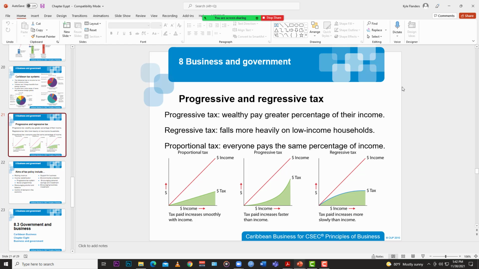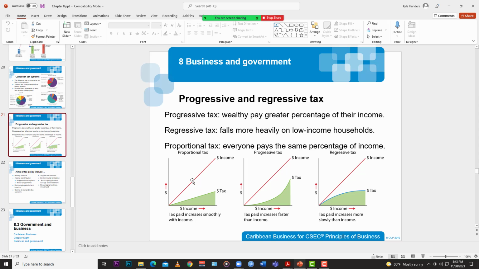You have the progressive tax system, the regressive tax system, and the proportional tax system. So the progressive, regressive, and proportional. Now, what are these taxes? They're represented by these graphs under here. The red line represents your income, and the green area shows taxes paid, and how much they increase as your income rises. So let's look at them one at a time.